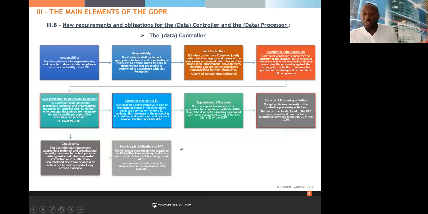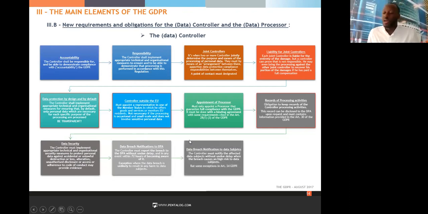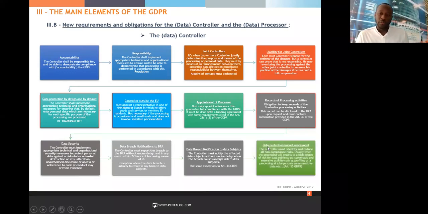You have to notify the breach to the Data Protection Authority within 72 hours from the moment you become aware of it. The exception is where there is no risk of harm to the data subject, and you will have to notify the data subject if there's a risk affecting the personal data.